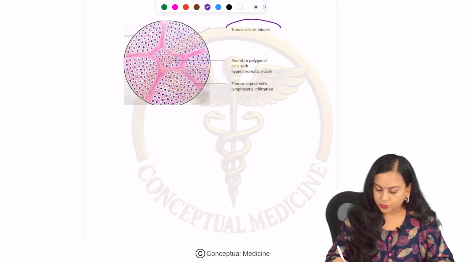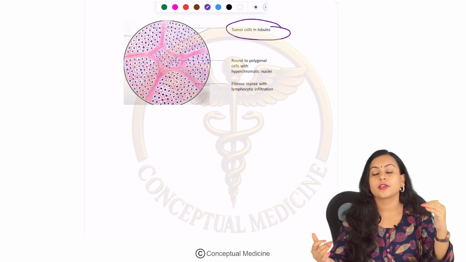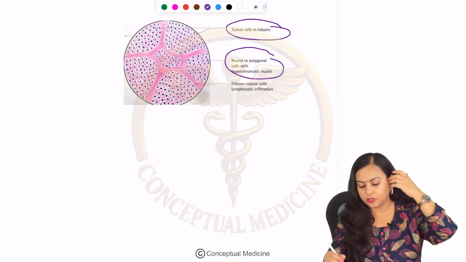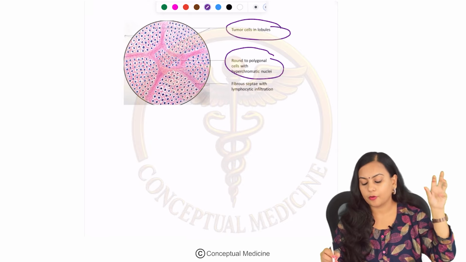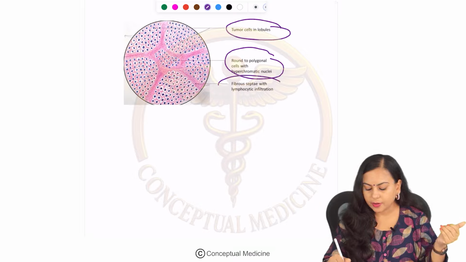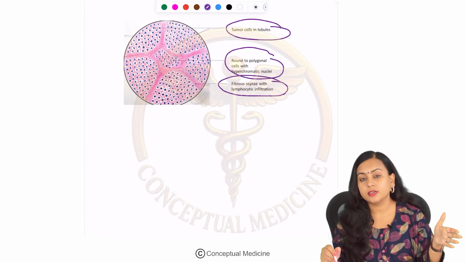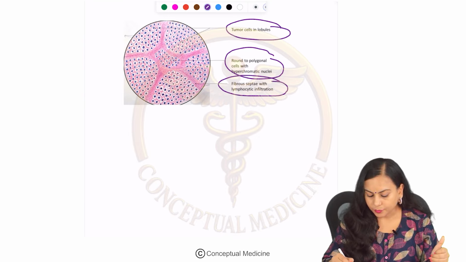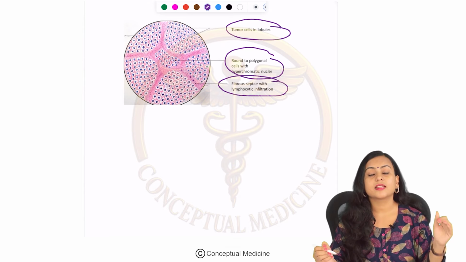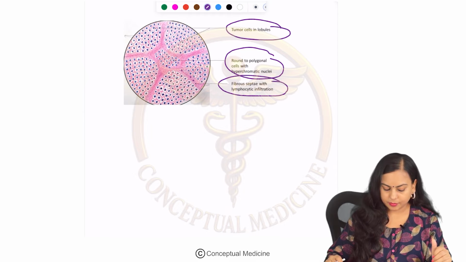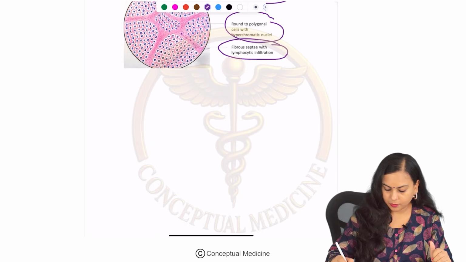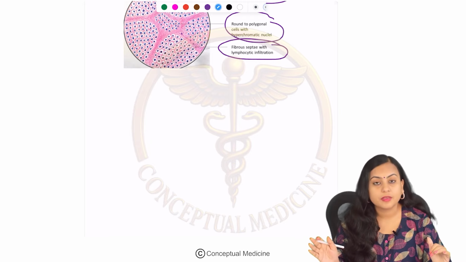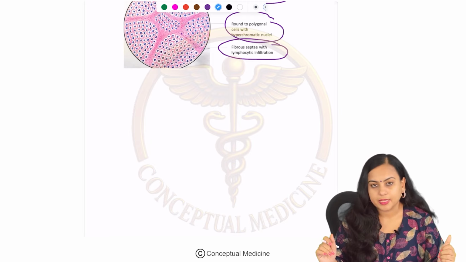You are able to see tumor cells which are arranged in lobules, just like how we have seen in the specimen. Then you have round to polygonal cells with hyperchromatic nuclei, and you are able to see fibrous septa lying between the lobules, and you have lymphocytic infiltration. You are able to see these blue colored cells. These are nothing but the lymphocytes that have infiltrated into the fibrovascular septa. So this is very important. And you have to know that dysgerminoma is the counterpart of seminoma, a tumor that happens in males, right?